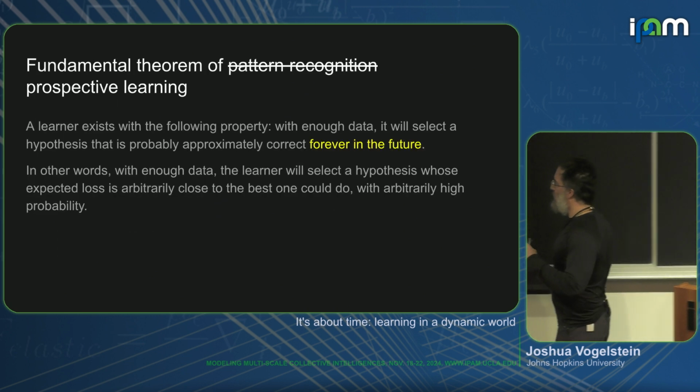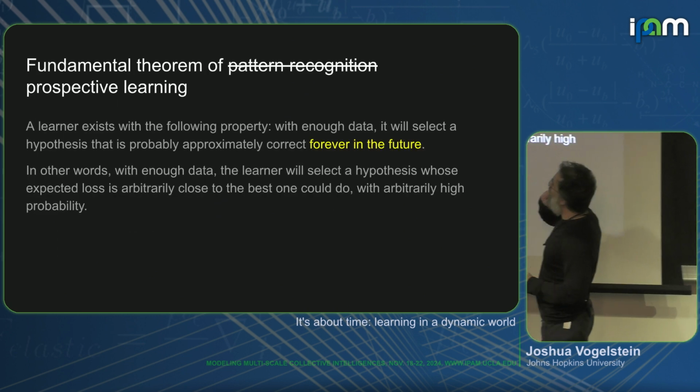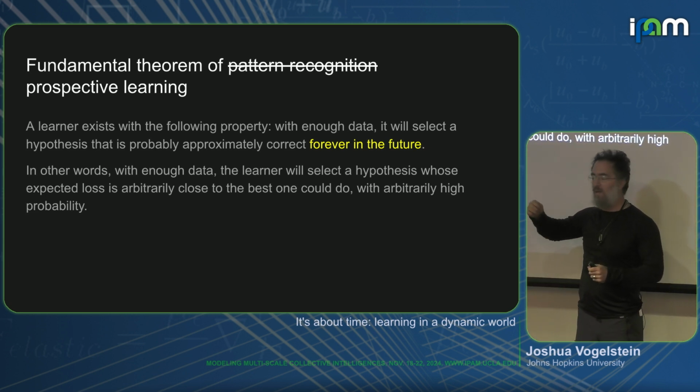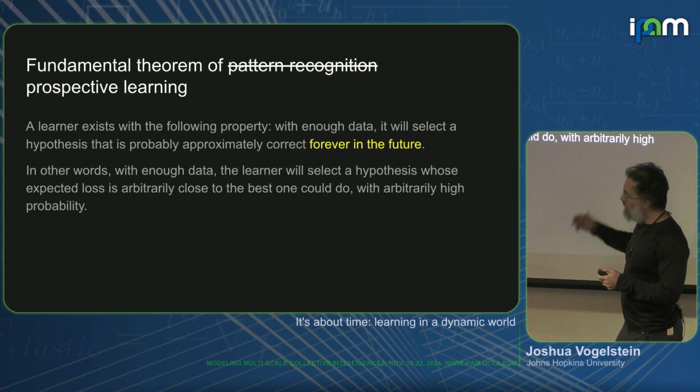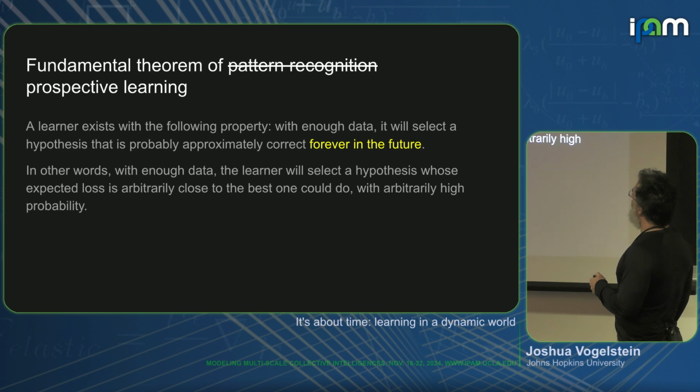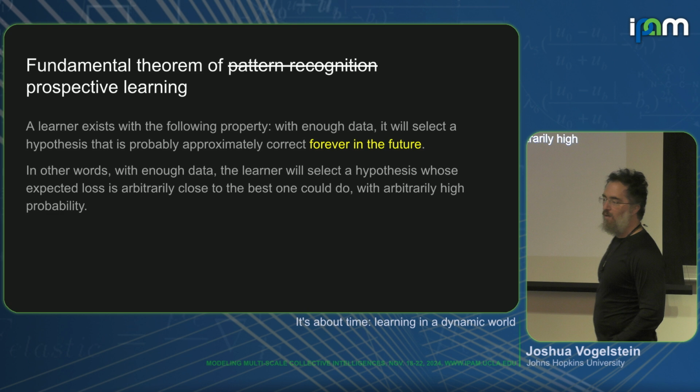So we generalize this theorem. We're calling this prospective learning because you have to do prospective thinking about the future. And the theorem that we have is a learner exists with the following property. With enough data, it will select a hypothesis that is probably approximately correct forever in the future.